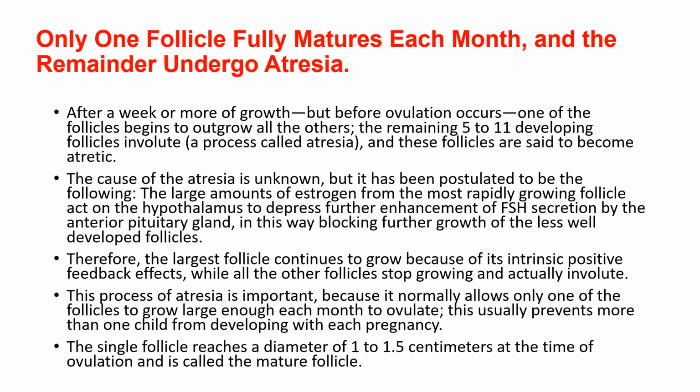The large amounts of estrogen from the most rapidly growing follicle act on the hypothalamus to depress further enhancement of FSH secretion by the anterior pituitary gland, in this way blocking further growth of the less well-developed follicles. Therefore, the largest follicle continues to grow because of its intrinsic positive feedback effects, while all the other follicles stop growing and actually involute. This process of atresia is important, because it normally allows only one of the follicles to grow large enough each month to ovulate. This usually prevents more than one child from developing with each pregnancy. The single follicle reaches a diameter of 1 to 1.5 centimeters at the time of ovulation and is called the mature follicle. Ovulation.